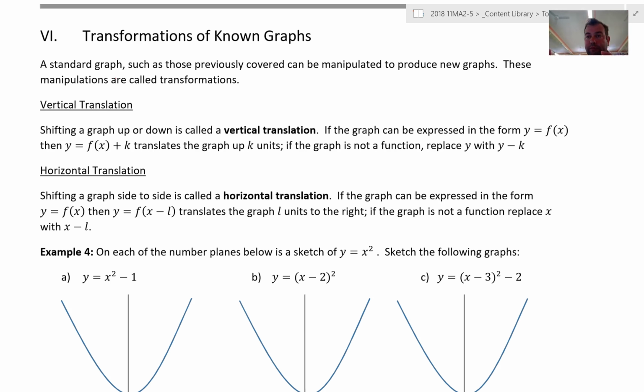Don't change the shape of it. Don't change the size of it. We're just going to move it around somewhere. Obviously, shifting it up and down is vertical translation, shifting it side to side is horizontal. That's the first thing we're going to look at. How does that work? I'm glad you asked.